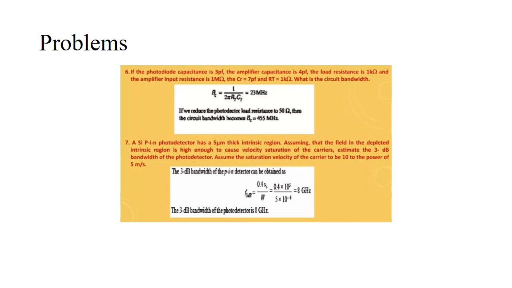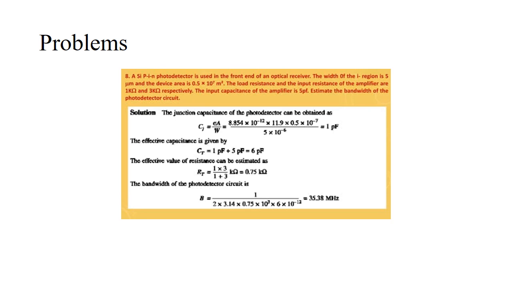So f is equal to 0.4 into v divided by W. So 0.4 into 10 power 5 minus 5 into 10 power minus 6, which gives the frequency 8 Hz. In this question, here also they are asking to find the bandwidth of the photodetector circuit.